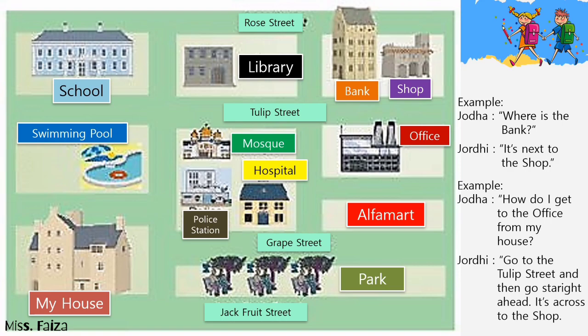How do I get to the office from my house? Go to the Tulip Street and then go straight ahead. It's across to the shop.